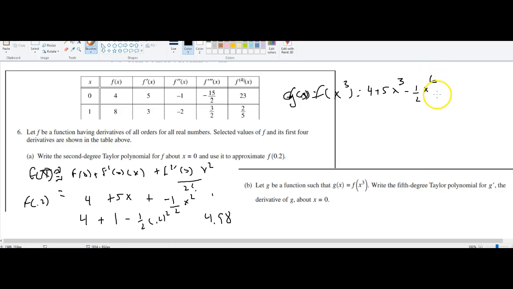So they want a fifth degree polynomial. I'm about to take a derivative, so I'm not going to worry about the rest of this because it's not going to be relevant. Take the derivative, so g prime of x would be equal to 15x squared minus 3x to the 5th. I hope that's the right answer. And then I'm going to clear my board.